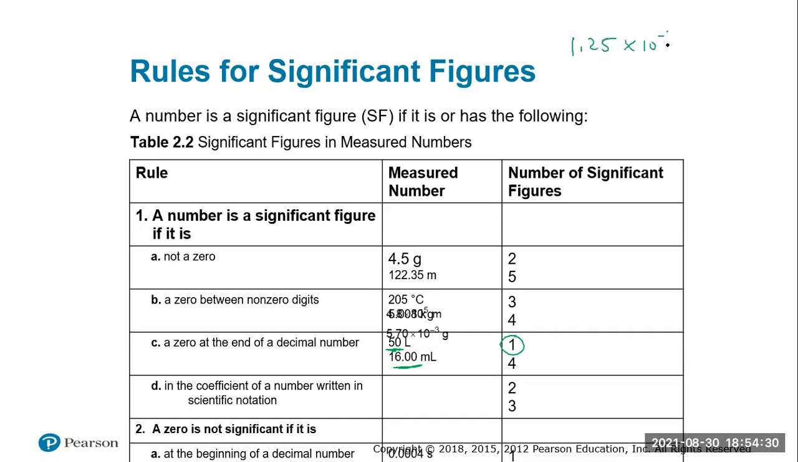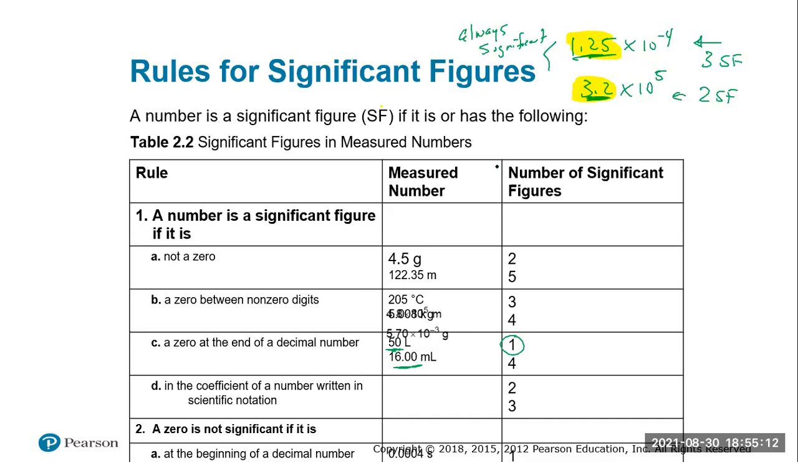When you write a number in scientific notation, all of the numbers that come before the times 10 part are always significant. So these are always significant, which means that this number written in scientific notation has 3 significant figures. This number here in scientific notation has 2 significant figures. And again, always in scientific notation, all the numbers before the times 10 part.